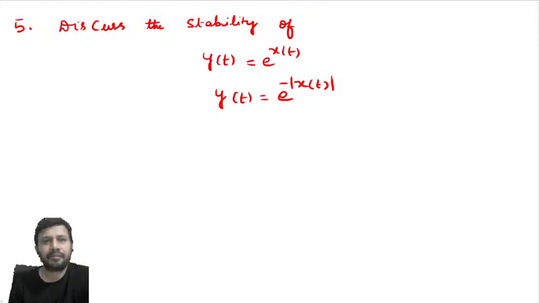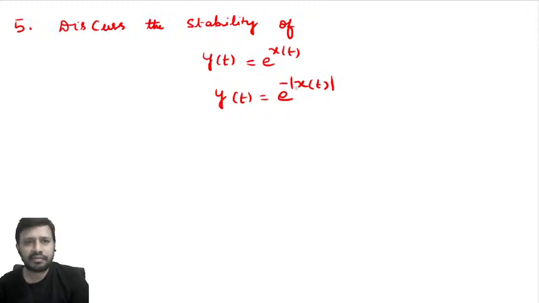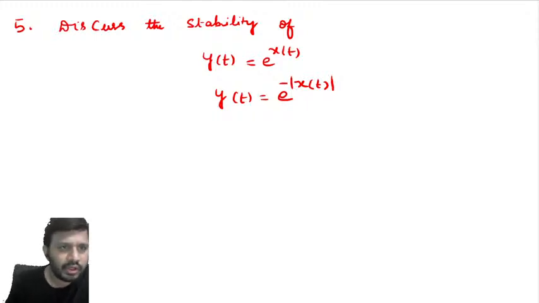Fine. Next one. Discuss the stability of y of t is equal to e power x of t, and the second one is y of t is equal to e power minus mod of x of t. You have to discuss the stability of these two. You can call them as A and B.